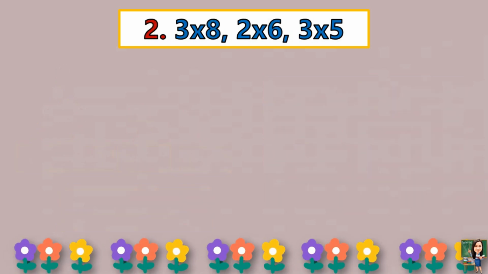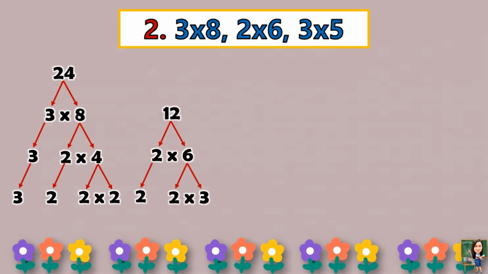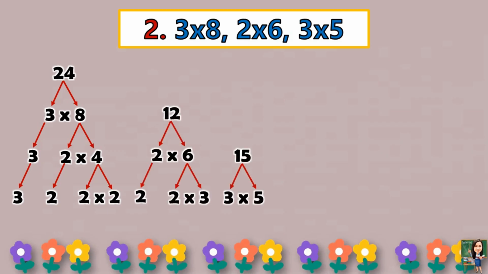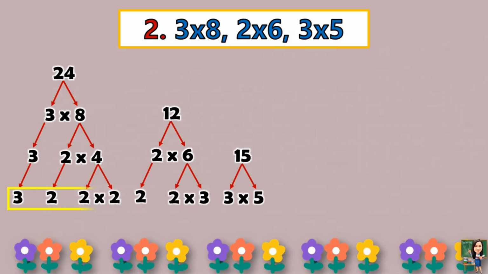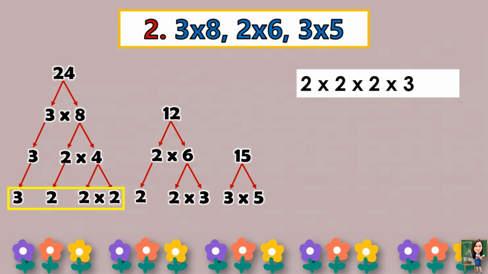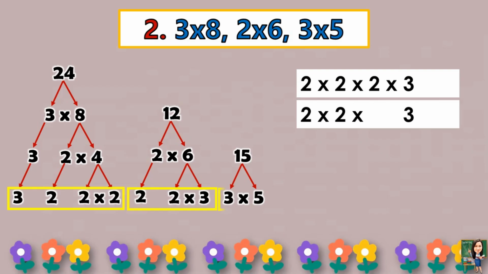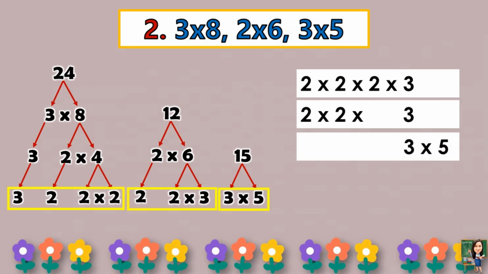Number 2. 3 times 8, 2 times 6, and 3 times 5. 3 times 8 equals 24. 2 times 6 equals 12. 3 times 5 equals 15. The prime factors of 24 is 2 times 2 times 2 times 3. The prime factors of 12 is 2 times 2 times 3. The prime factors of 15 is 3 times 5.